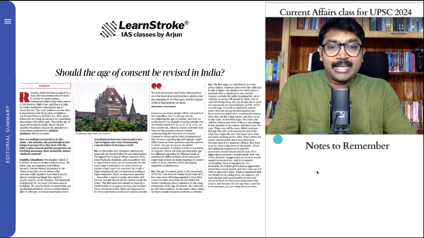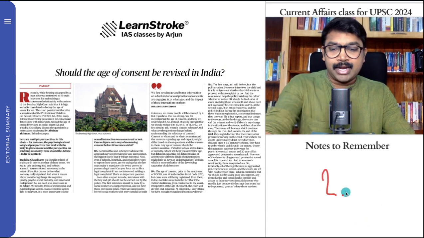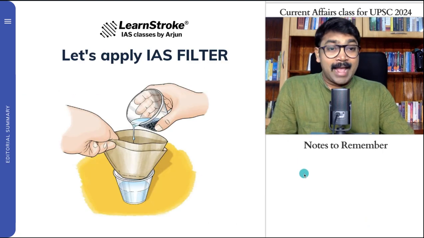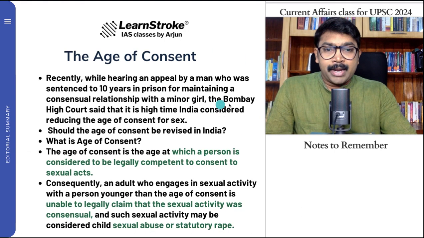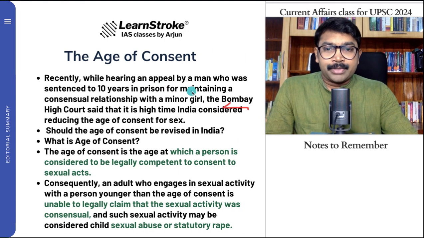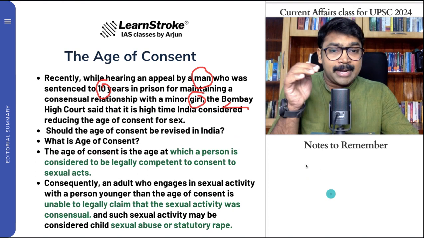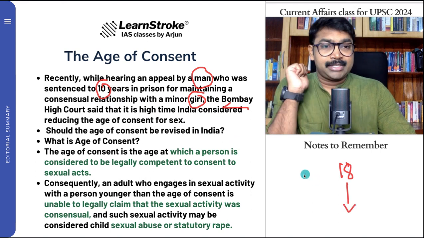So what is the age of consent bill here? Let's quickly check it out. If you do not know what you mean by age of consent, let's quickly understand it. Apply the IAS filter as always, and let's check it out. Recently, the Bombay High Court triggered this because it was hearing an appeal by a man who was sentenced to 10 years of prison for maintaining a consensual relationship with a minor girl. And the High Court said it is high time you reduce the age of consent. That is important. From 18, you have to bring it down. Do you agree with this statement?